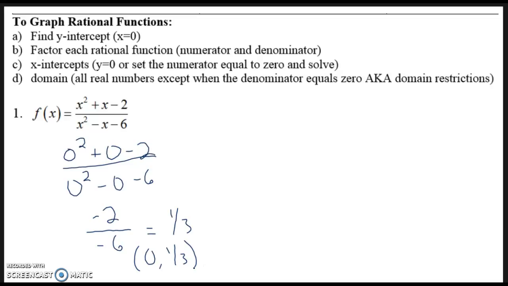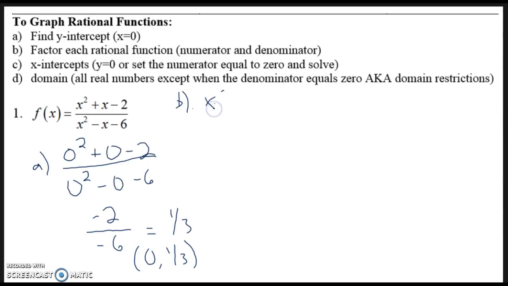So for the next part, I have to factor the function, my numerator and denominator. So I've done A part. This is A part. B part. Looking at my numerator, I need to multiply to negative 2 and add to positive 1. That's going to be 2 and 1, and the 2 is going to have to be positive.